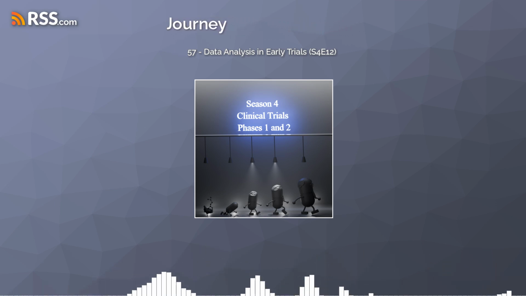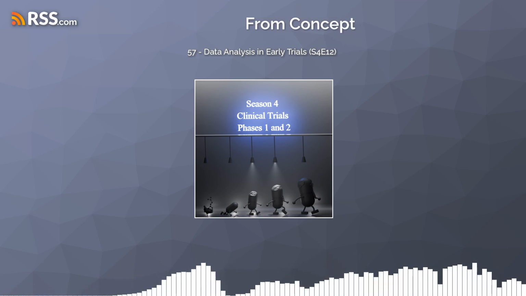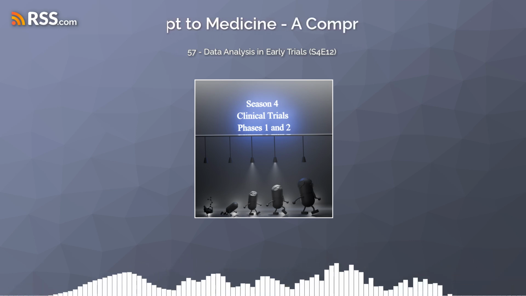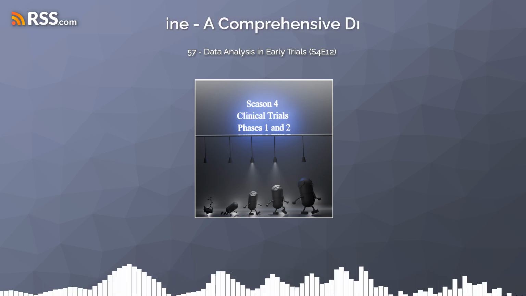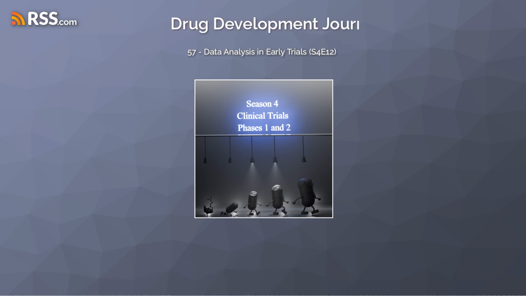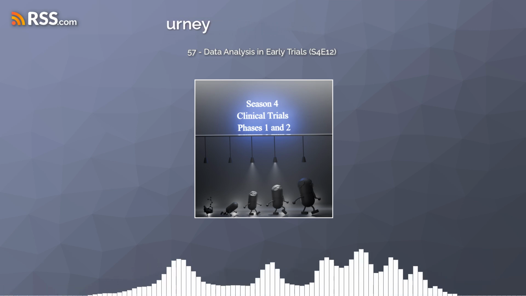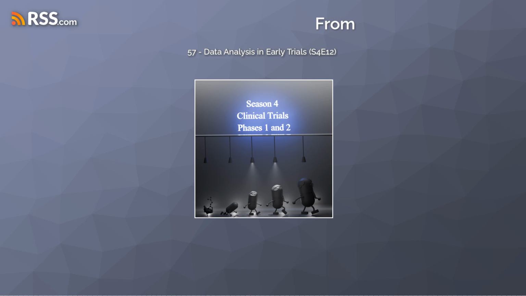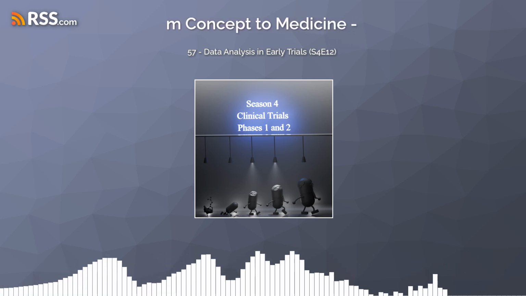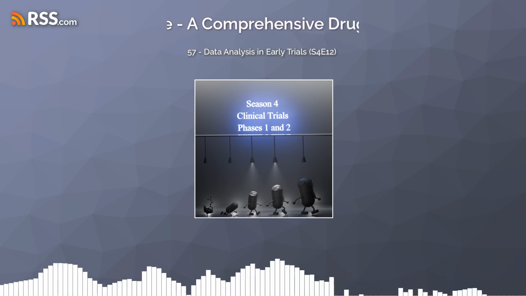Exactly, and there are some key guidelines that they refer to. For instance, there's ICH E6, which provides comprehensive guidance on good clinical practice, or GCP, which covers all aspects of clinical trial conduct, including making sure the data we collect is high quality and reliable. And then there's ICH E9, which specifically focuses on statistical principles for clinical trials. So it's all about making sure that we're using sound statistical methods throughout the trial, even in these early stages. Right, so those guidelines provide a framework for conducting those analyses in a rigorous and trustworthy way.